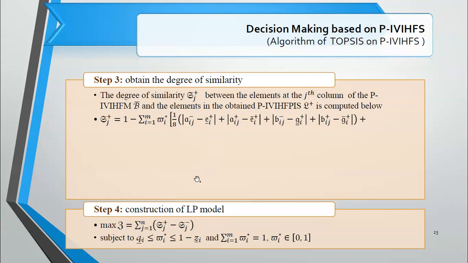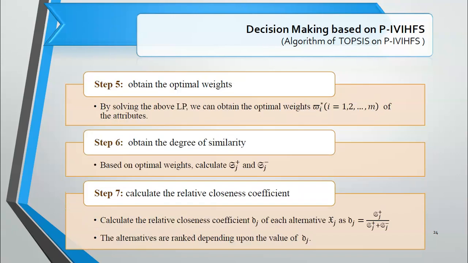In the next step, the optimal weight is calculated by forming this LP model, which is constructed from these similarity degrees. After solving this LP problem, we obtain the optimal weights.